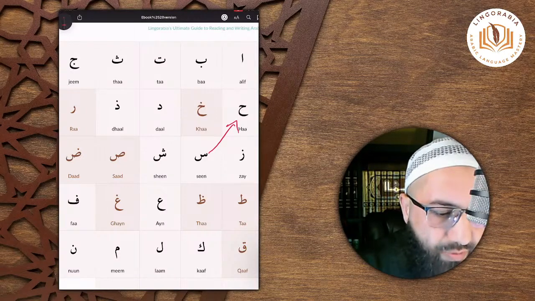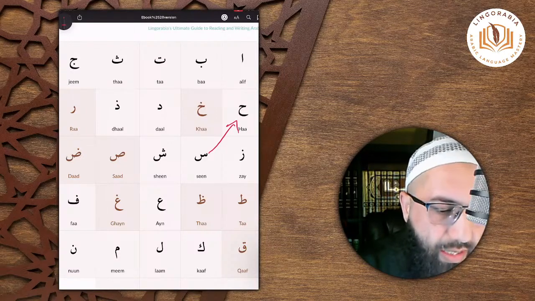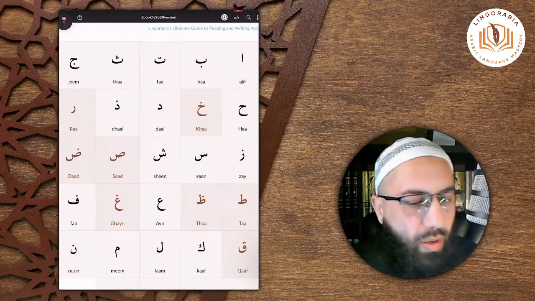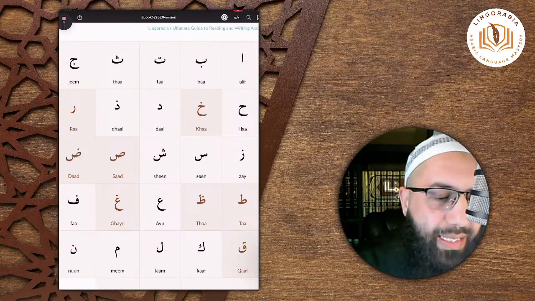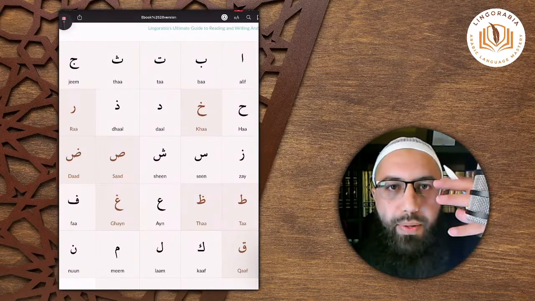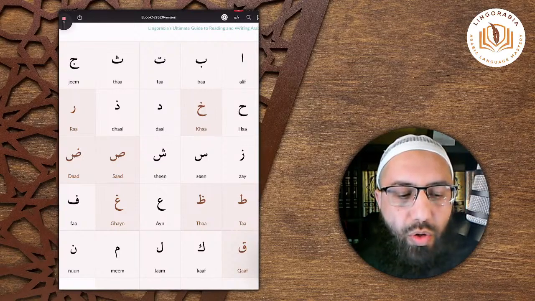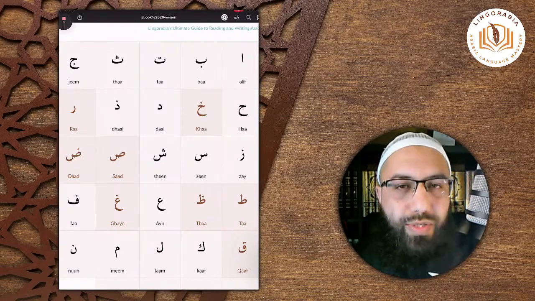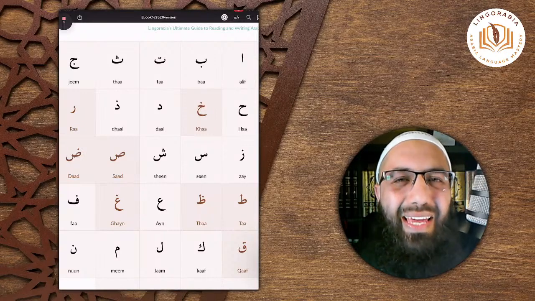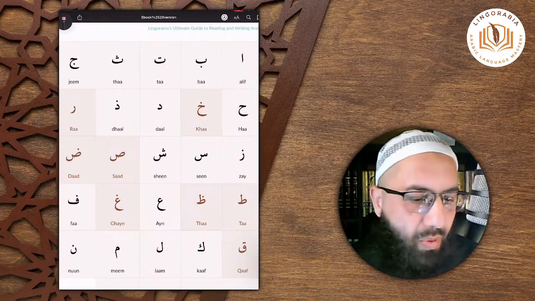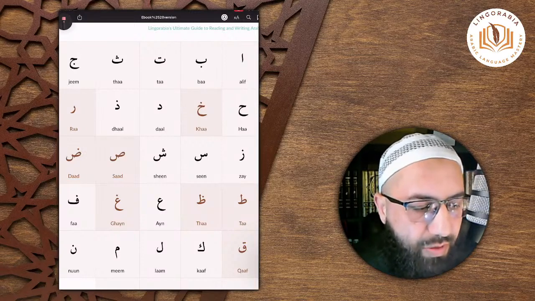What does it mean for a letter to be light or heavy? Okay, good question, Sami. Yeah, so the letter is light. What does it mean for a letter to be light or heavy? Okay, it means the airflow doesn't go up. So when you pronounce a letter like kha, you see, that's a heavy letter. Ba, that's a light letter. Okay, so that's the difference between the two.